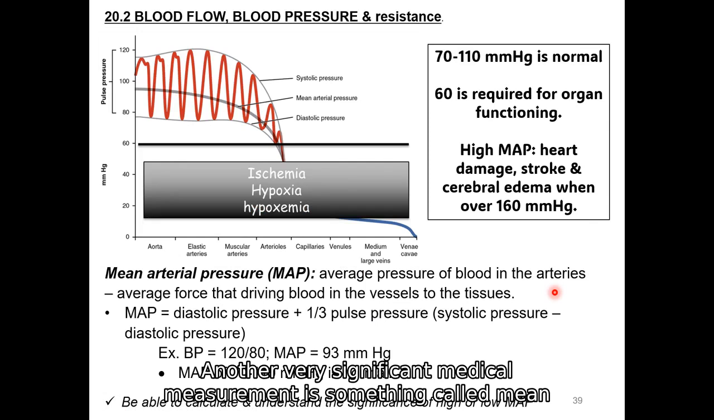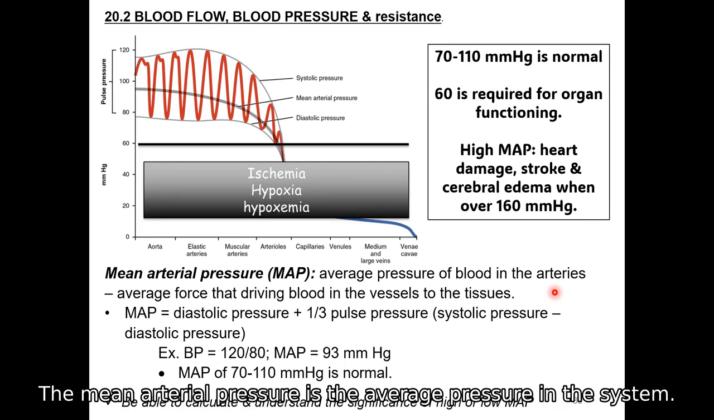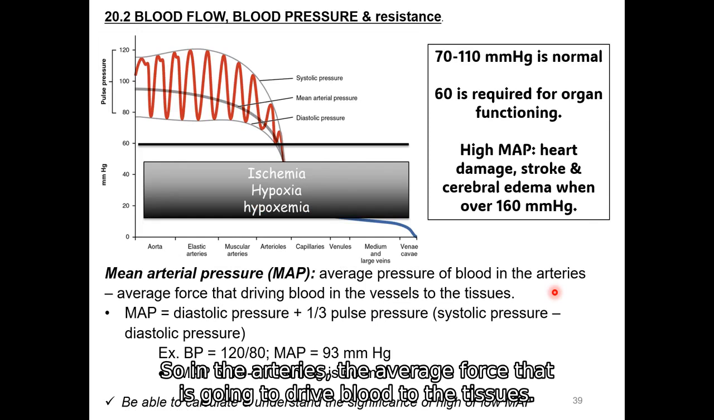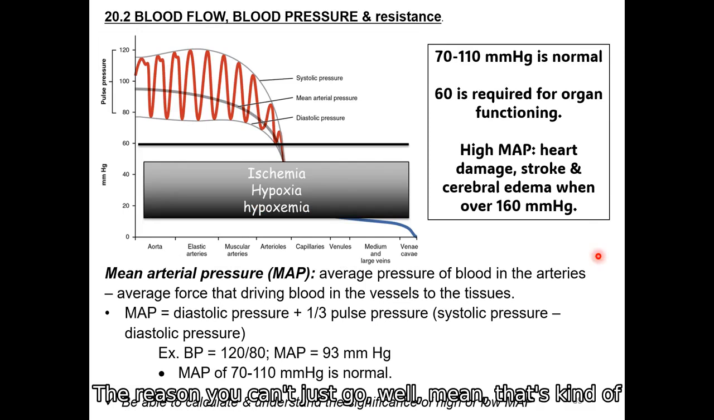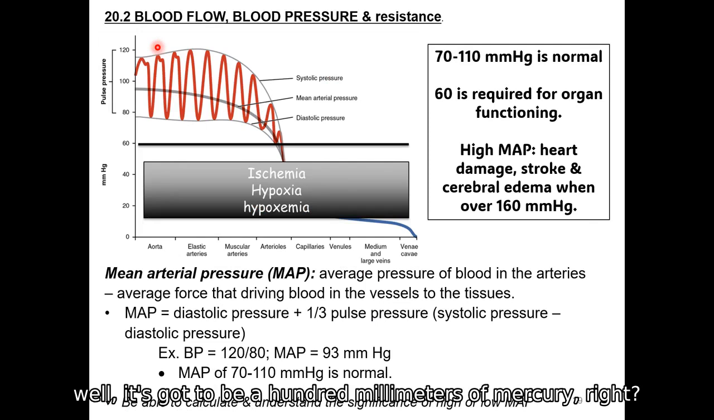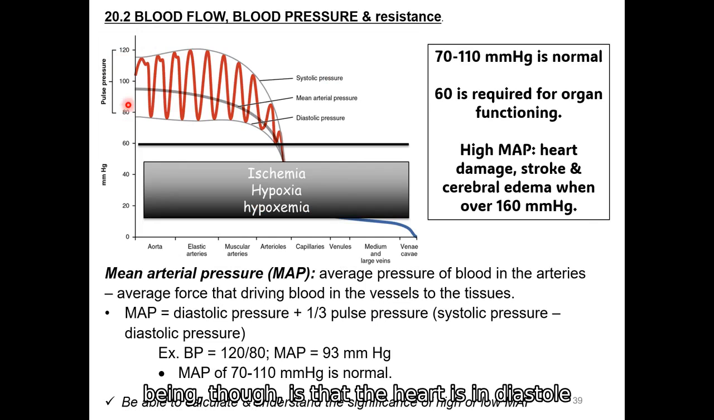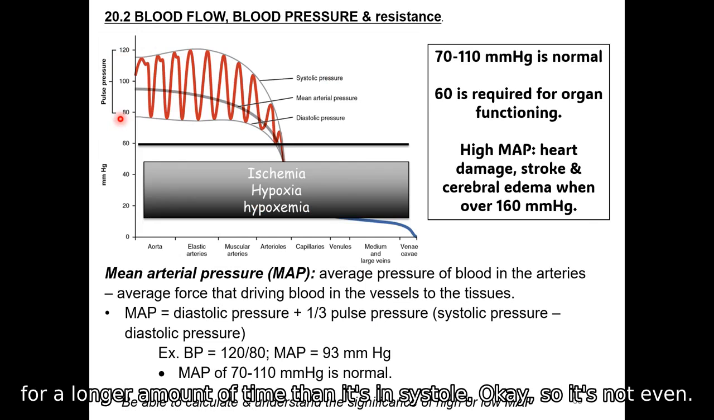Another very significant medical measurement is something called mean arterial pressure. The mean arterial pressure is the average pressure in the system, so in the arteries, the average force that is going to drive blood to the tissues. The reason you can't just go, well, mean, if that's kind of like the average, right? Can't we just take 120 and 80 and go, well, it's got to be 100 millimeters of mercury, right? No, of course, it can't be that easy. Reason being, though, is that the heart is in diastole for a longer amount of time than it's in systole. Okay, so it's not even.